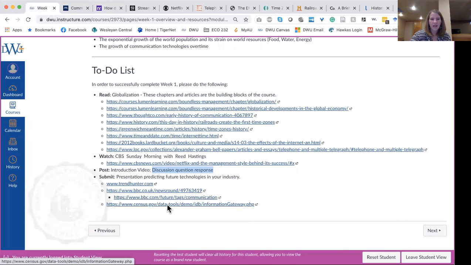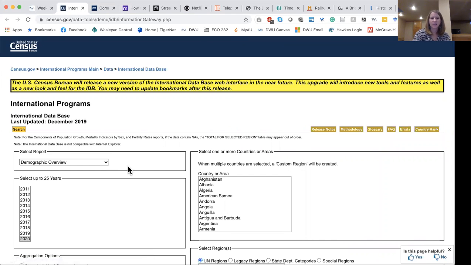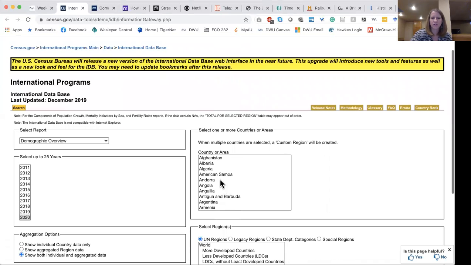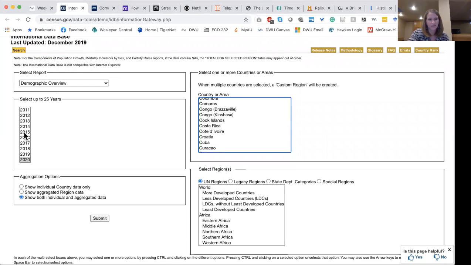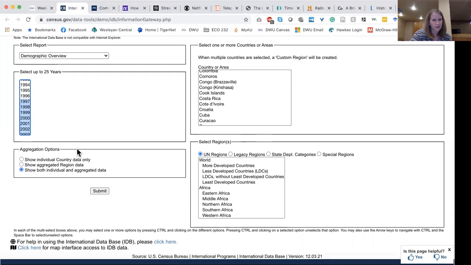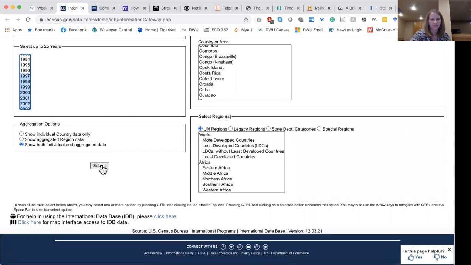And then the last one is census.gov. This one can help you look at how a specific country's demographics have changed over the years. So if you know that your company works with, let's just pick Canada because it's close. Select up to 25 years. So let's just look at the last 23. We can see individual and aggregated data. And let's just do the UN regions.